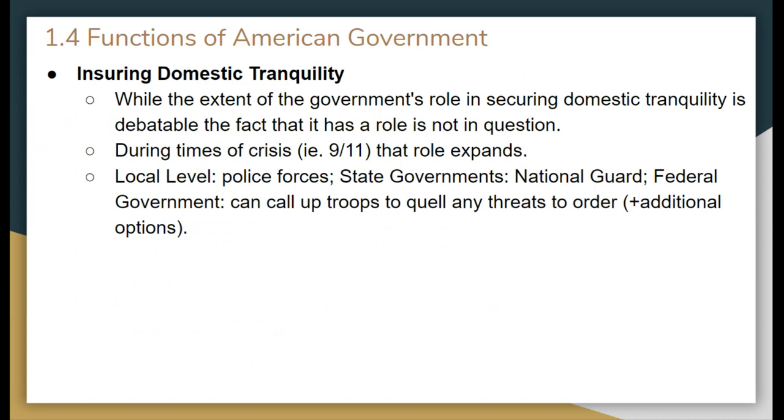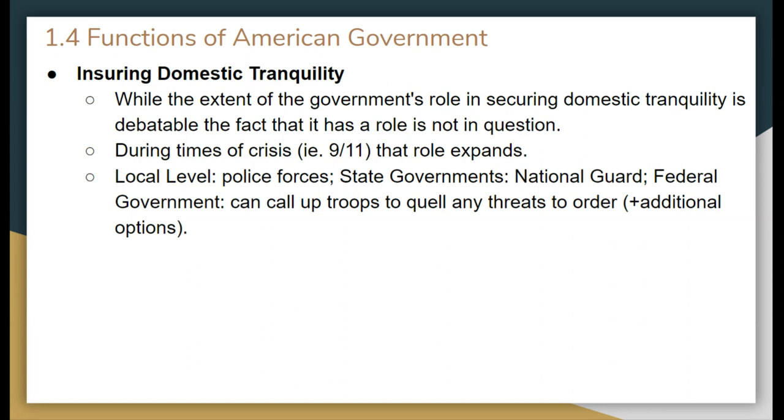Ensuring domestic tranquility. The role of the government in securing domestic tranquility, that is, peace within our borders, is debatable. The fact that it has a role, however, is not in question. During times of crisis, for instance, 9/11, the role of the government in ensuring domestic tranquility expands. And as we talk about things like 9/11, we'll talk about some of the things that maybe are controversial, but were created and instituted in order to ensure domestic tranquility or domestic peace within our borders.